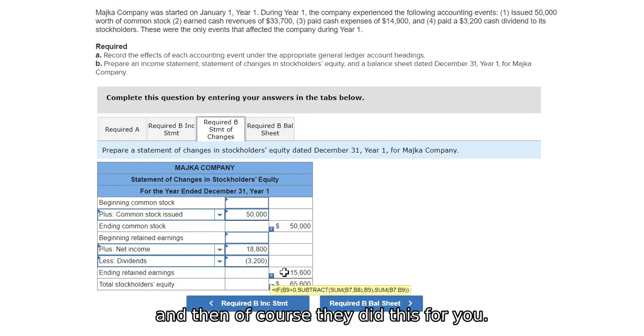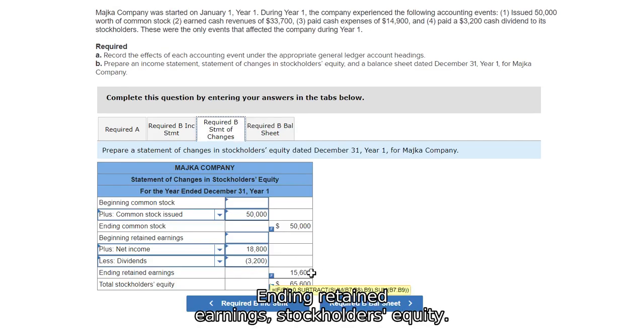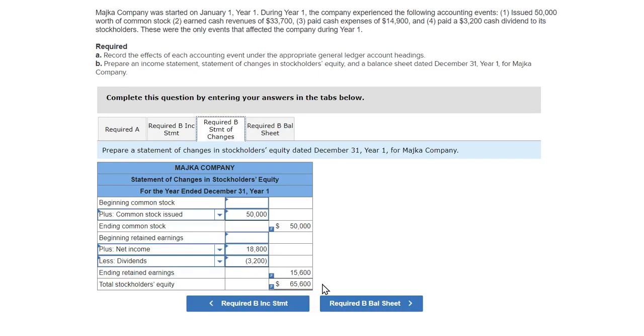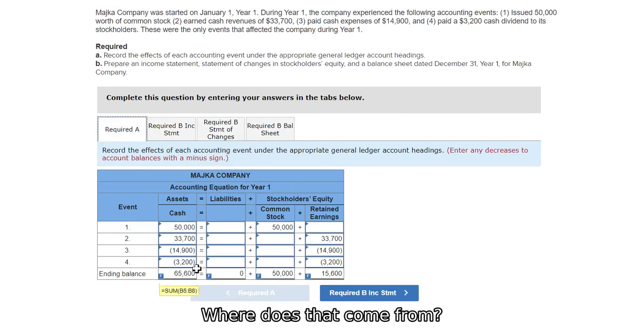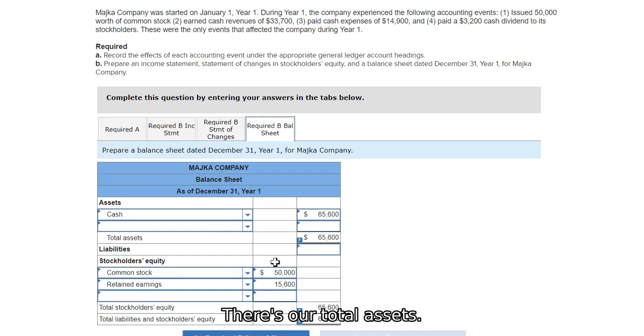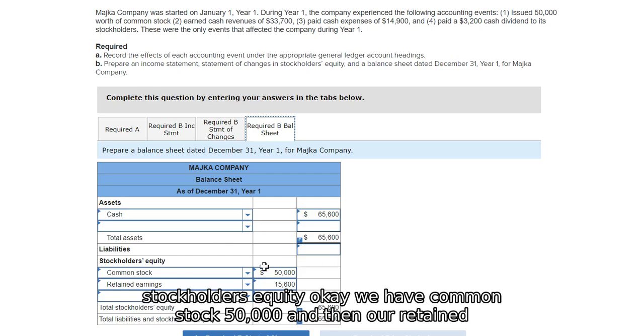And then, of course, they did this for you. Ending retained earnings, stockholders' equity. All right, so we have our balance sheet. There's our cash, 65,600. Where did that come from? Right, it came from our little equation. There's our total assets. We didn't have any land, right? Nothing here. Stockholders' equity. Okay, we have common stock, 50,000.